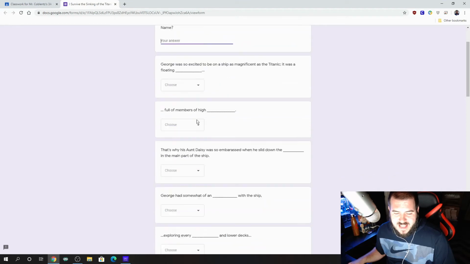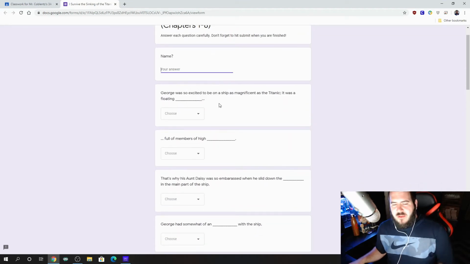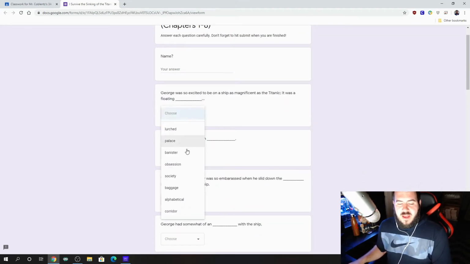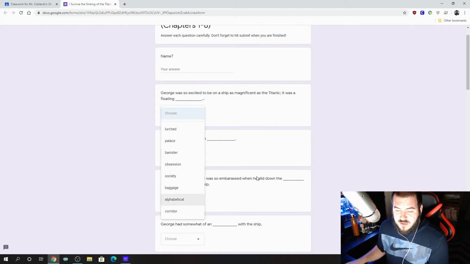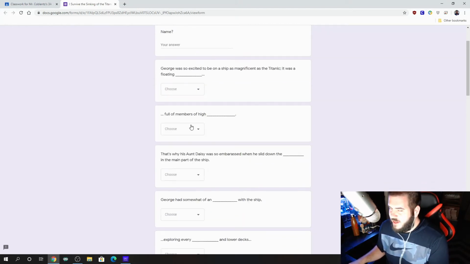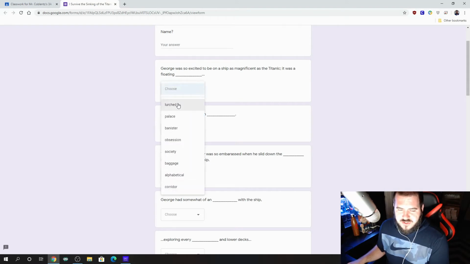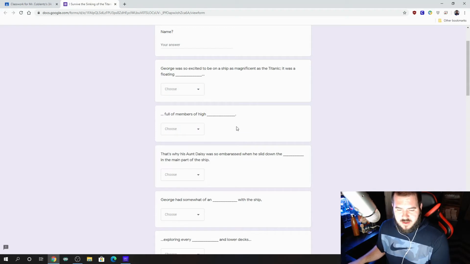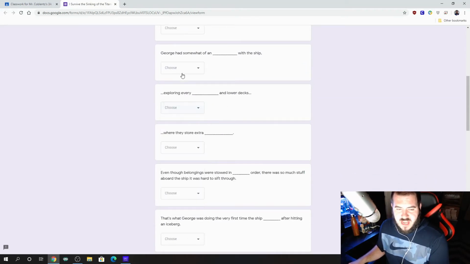The first 8 questions, I believe, are going to be vocabulary questions. So we're filling in the blank, and you are going to have 8 options. Now, that might seem like a lot, but you're going to use one of these options for one of these 8 questions. You're not going to use any of them twice. So you'll choose from your 8 options, which are lurched, palace, banister, obsession, society, baggage, alphabetical, and corridor. So there's 8 fill in the blanks. They all have the same options, as you can see.